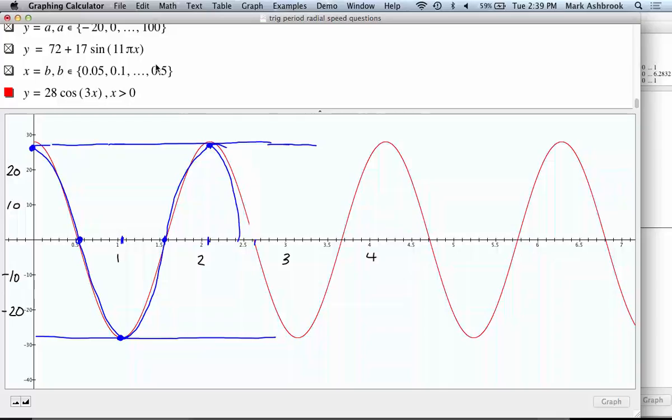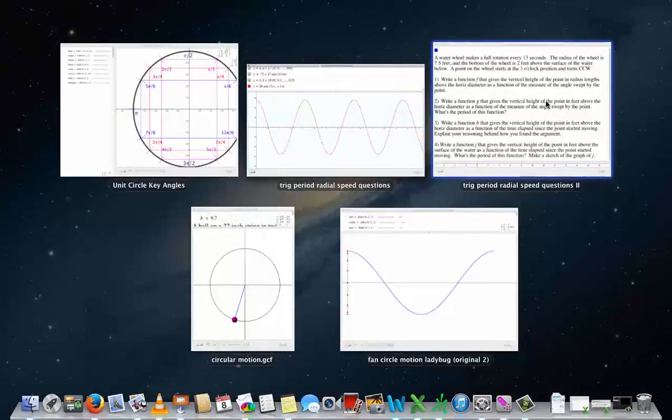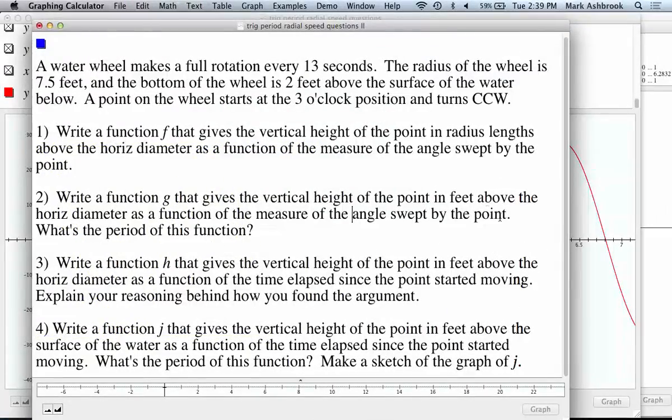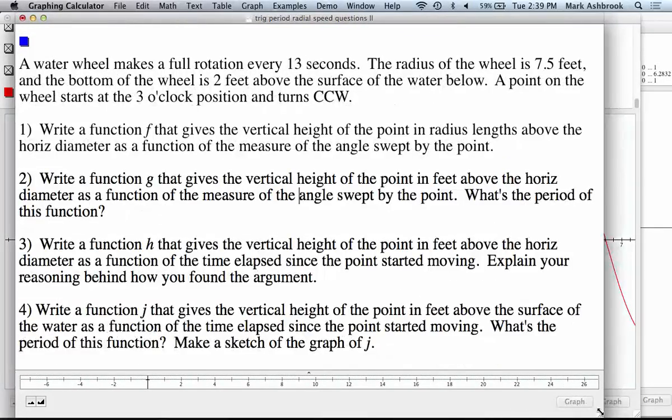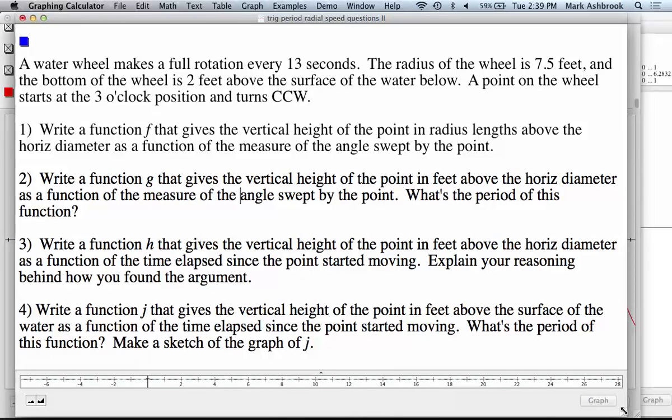All right, so here's another scenario. Here's a water wheel scenario. A water wheel makes a full rotation every 13 seconds. The radius of the wheel is 7.5 feet. And for whatever reason, this may not be realistic, but the bottom of the wheel is 2 feet above the surface of the water. So maybe it's a decorative thing, right? Water is falling over it and splashing into the water. Whatever it is, the bottom of the wheel is 2 feet above the surface. A point on the wheel starts at the 3 o'clock position and turns counterclockwise.